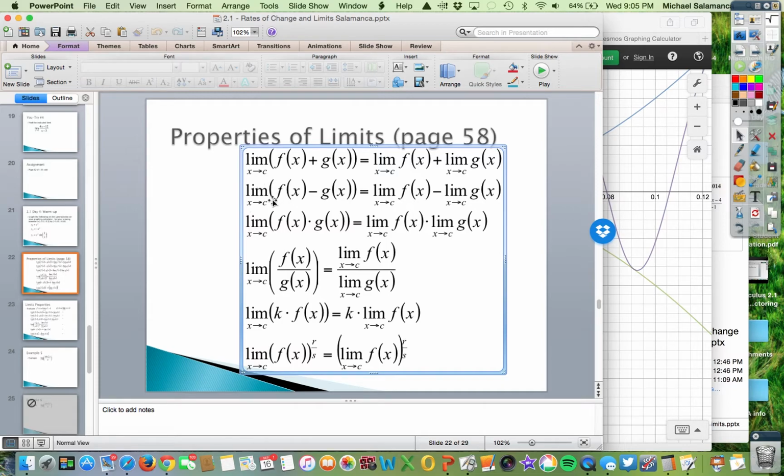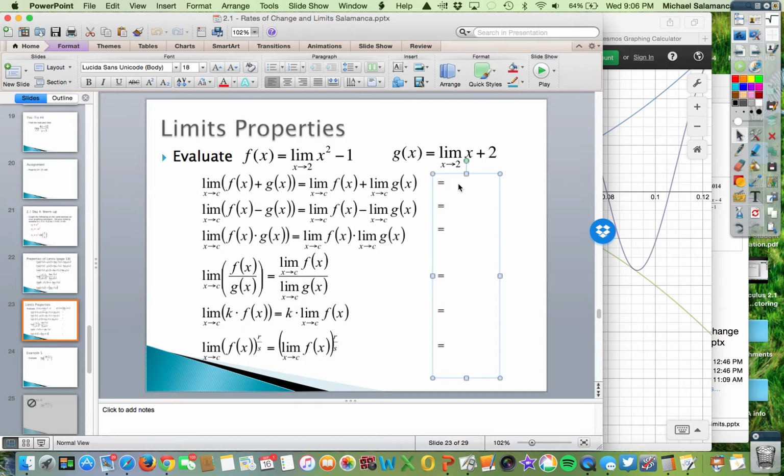Second row, same idea, but we're subtracting them. Third row, same idea, but we're multiplying them. We can find the limit of each function separately and then multiply their limits together. Fourth row, just division. Fifth row, we're talking about multiplying a constant k to that function. So we can take a limit of a function and multiply by that constant that we pulled out. And the last row basically says that if we find the limit of some function raised to a power, we can find that limit and raise it to that power right after.